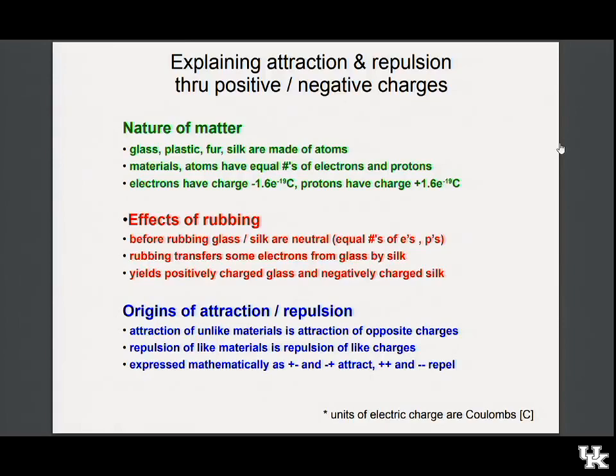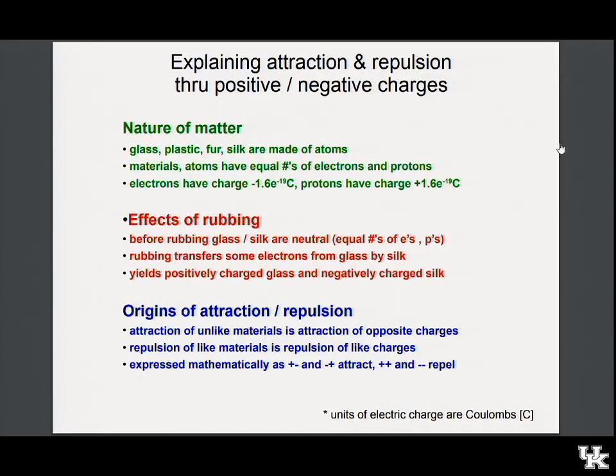The attraction and repulsion of light materials or unlike materials is really a reflection of the fact that like charges, so two negative charges repel one another, or two positive charges repel one another. Unlike charges, so a plus charge and a minus charge, or a minus charge and a plus charge, they attract one another. So that discovery, finding of electrical attraction and repulsion of light materials and unlike materials is really a finding that like charges repel one another, two pluses repel one another, two minuses repel one another, unlike charges attract one another, a plus and a minus will attract one another.